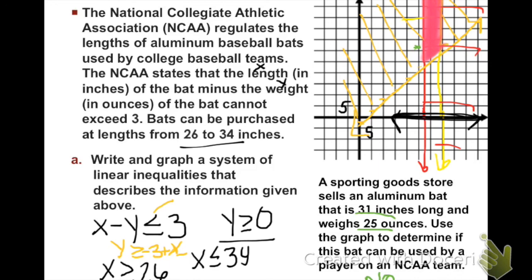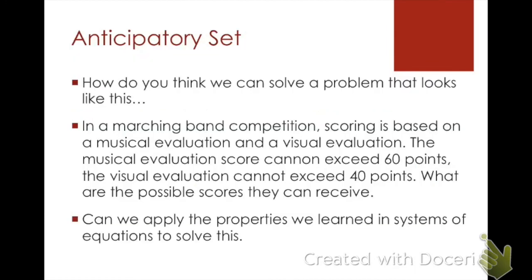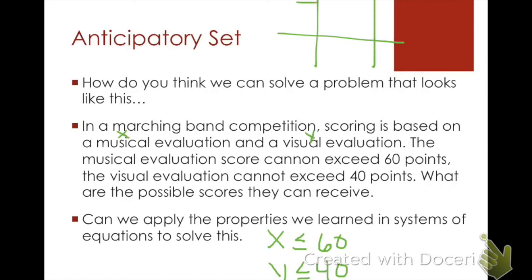So that is it for today. If we look back at our anticipatory set where we were starting today, can we think of a way that we could solve that? Yes, we could say that if we label the musical score X and the visual score Y, X has to be less than or equal to 60, and Y has to be less than or equal to 40. If we graph those, we have 60 over here and 40 up here, and our values would have to stay in between them, in that box there.